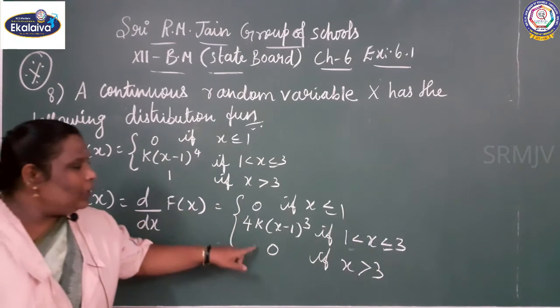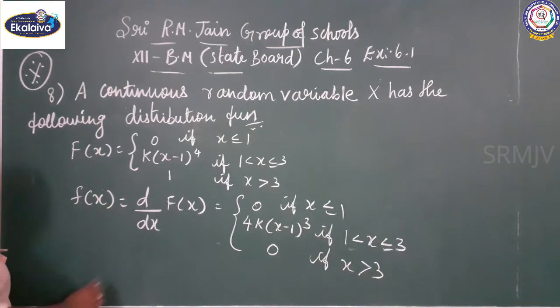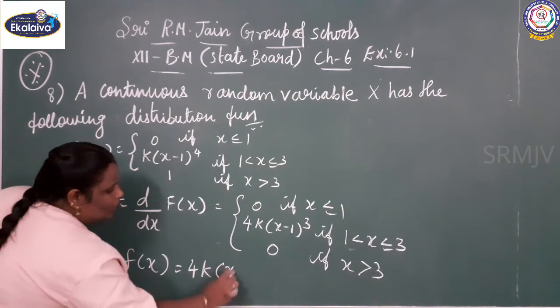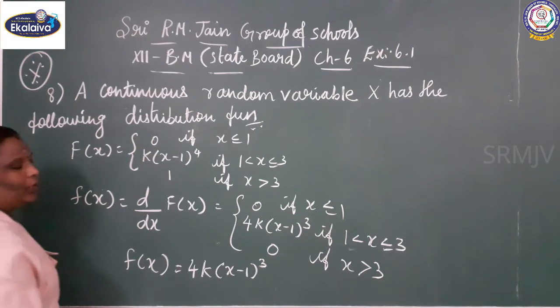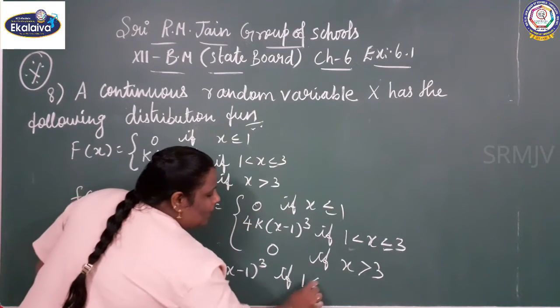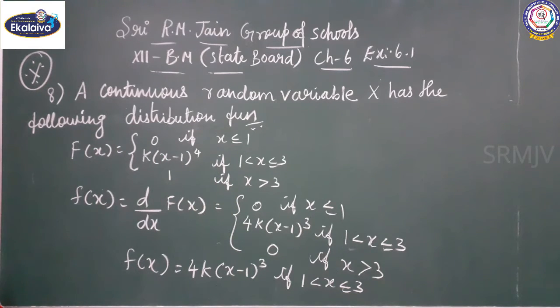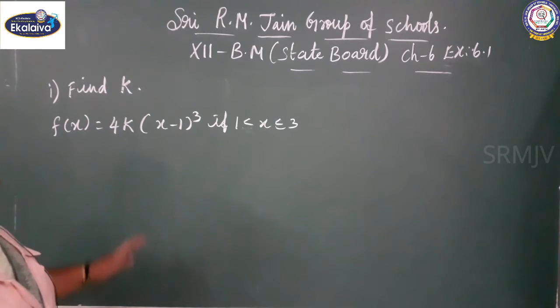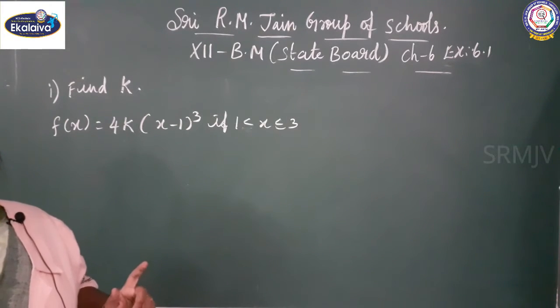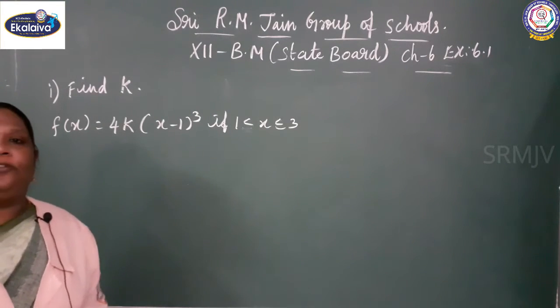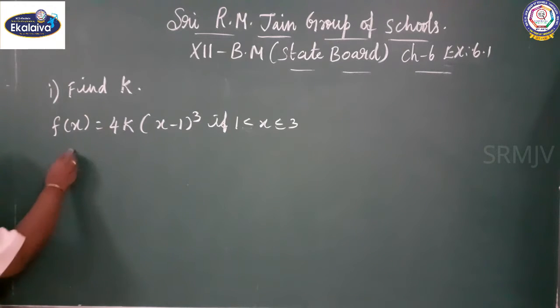See, these two values are 0. You can take f of x equal to 4k into (x minus 1) the whole cube, if 1 less than x less than or equal to 3. Since it is a probability density function, you should first find k.